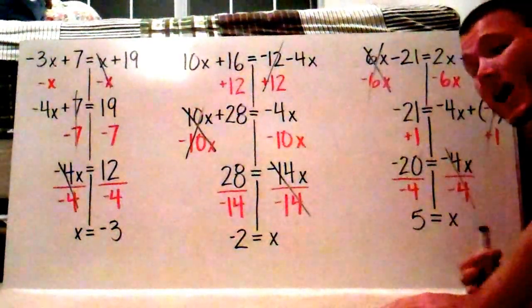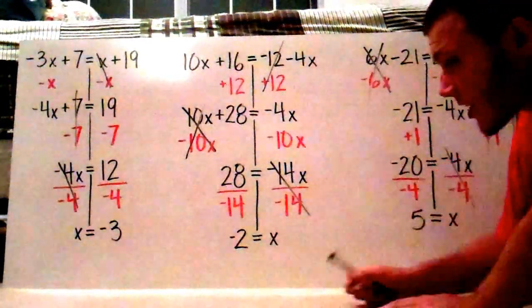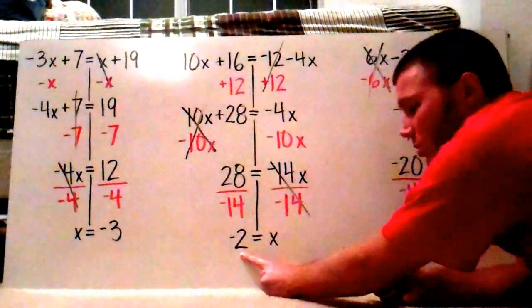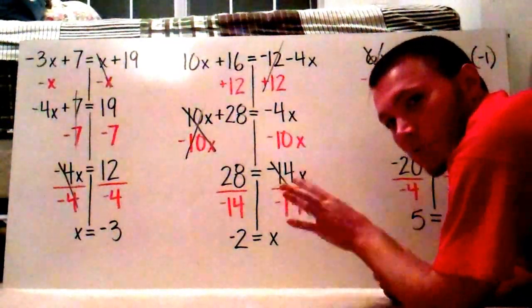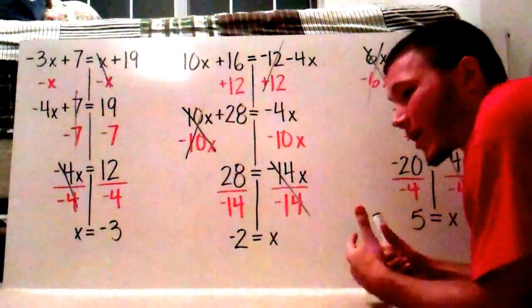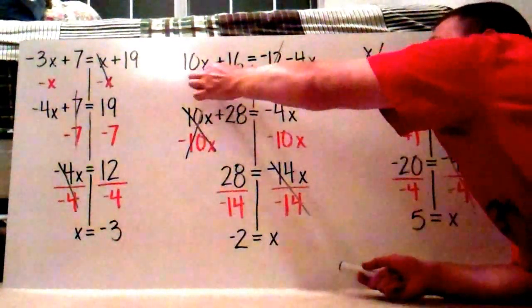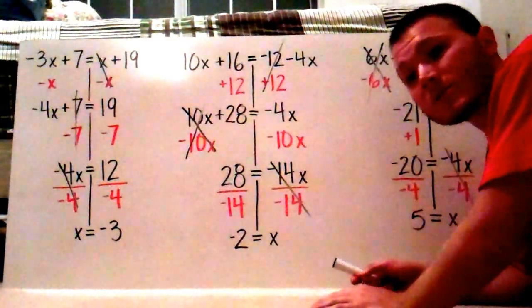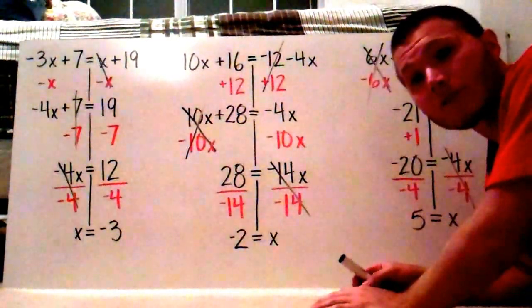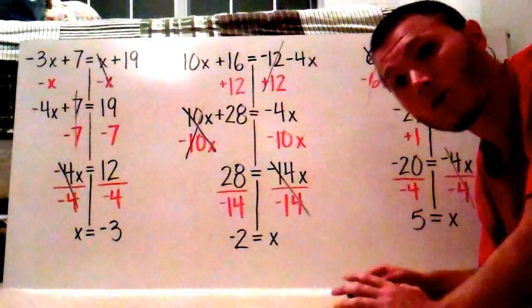And remember, if you're ever not sure, go back in, plug in your answer that you got for the variable, whether it's x, m, t, s, whatever. Plug it back in, work it out, solve it. If you plug this negative 2 back in, and this side and that side equal each other, you got the right answer. If they don't, you gotta go back and see what you did wrong.